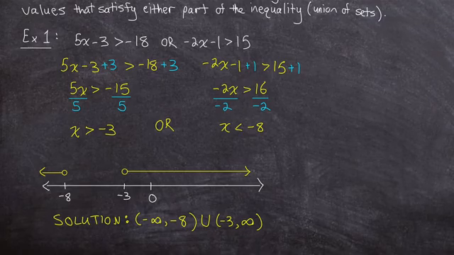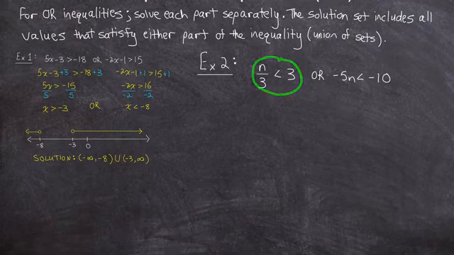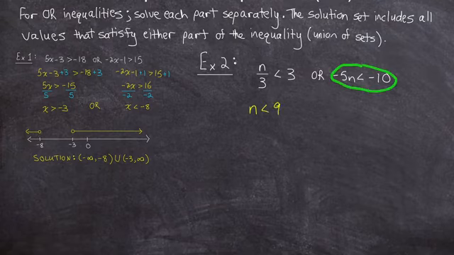Now let me shrink this and let's do another example. In this example, I need the set of n values that satisfy this first inequality or the second inequality. So we'll solve them both separately, starting with the one on the left. I can isolate the n by multiplying both sides by 3, and I get n is less than 9. And then for the second inequality, the one on the right, I could isolate the n by dividing both sides by negative 5, and then because I divided by a negative, I'll have to reverse the inequality, giving me n is greater than 2.